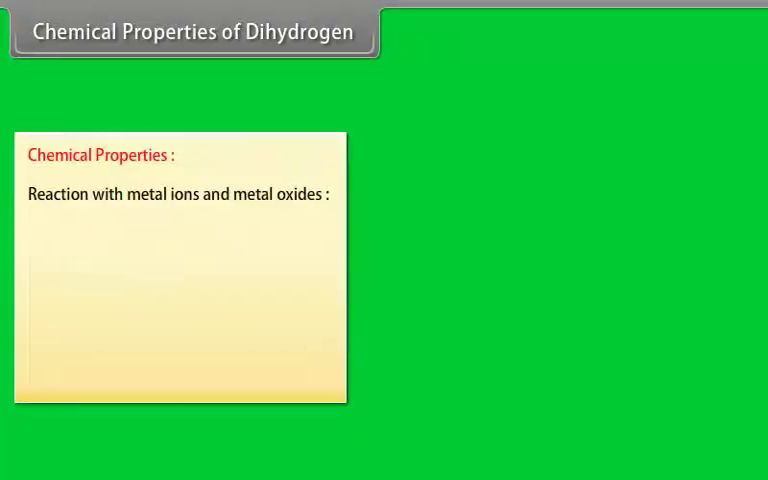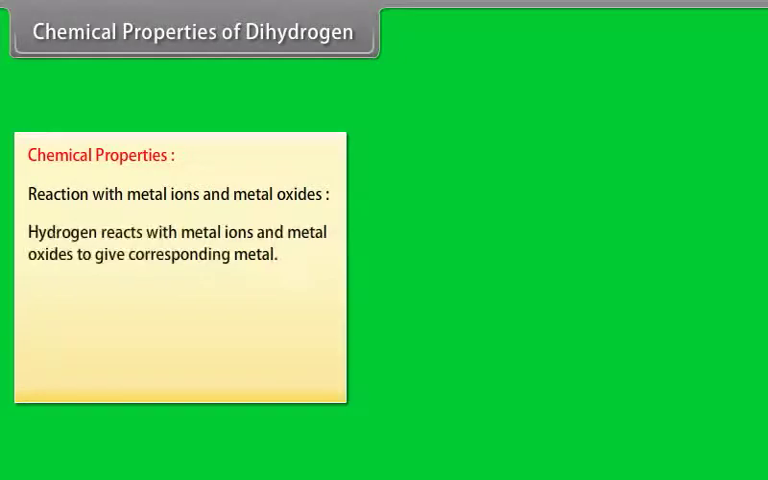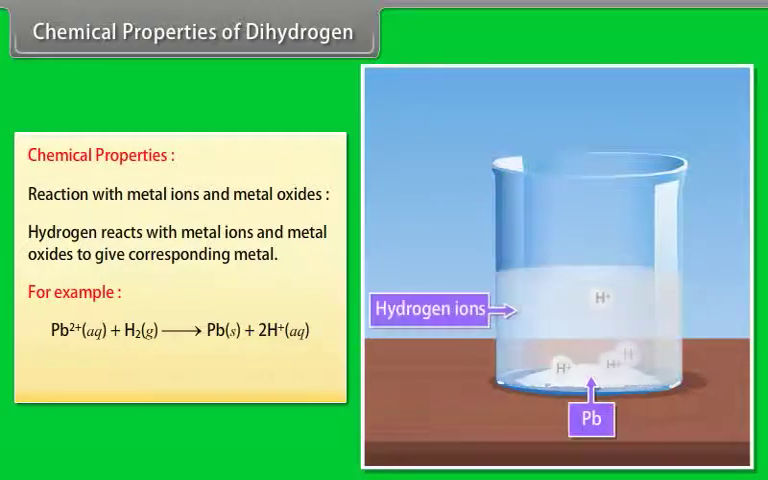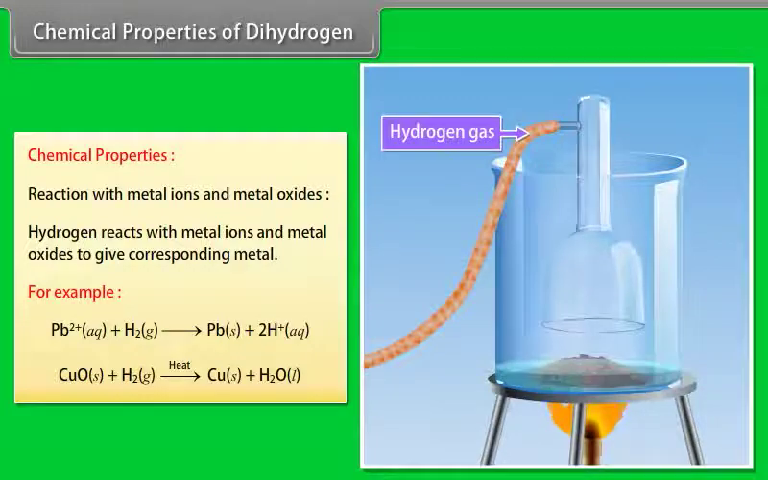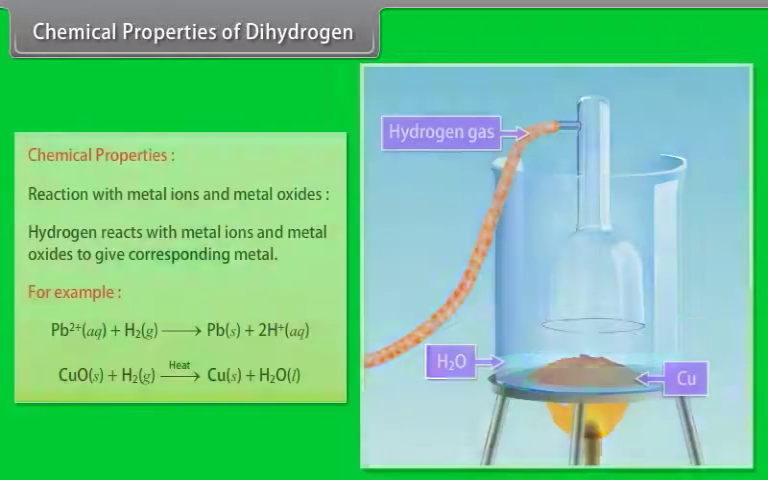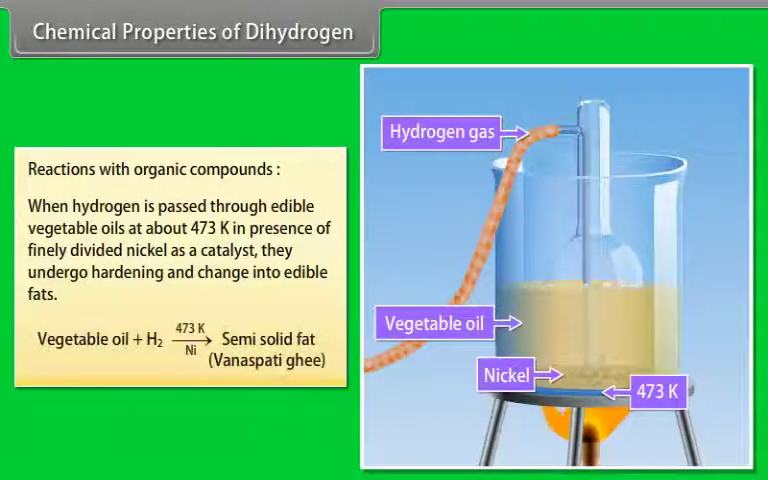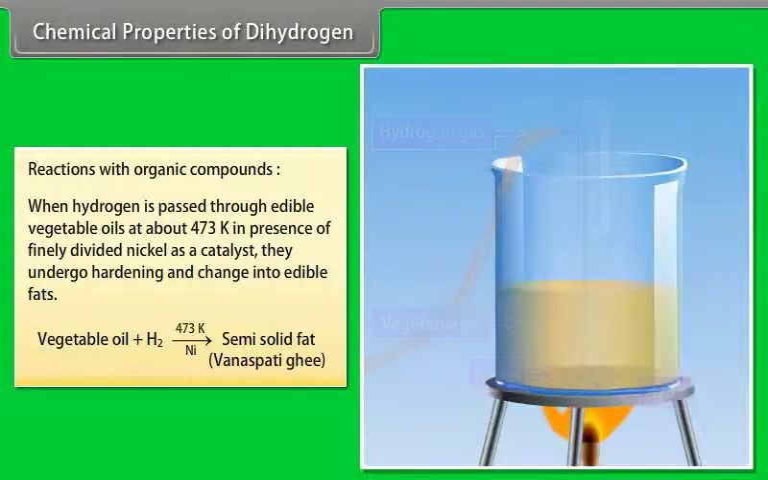Chemical properties of dihydrogen. Reaction with metal ions and metal oxides. Hydrogen reacts with metal ions and metal oxides to give the corresponding metal. For example, reactions with organic compounds. When hydrogen is passed through edible vegetable oils at about 473 Kelvin in presence of finely divided nickel as a catalyst, they undergo hardening and change into edible fat.